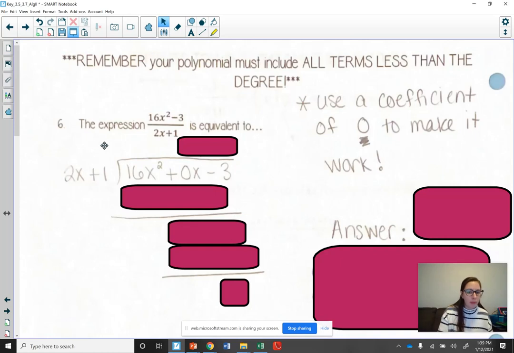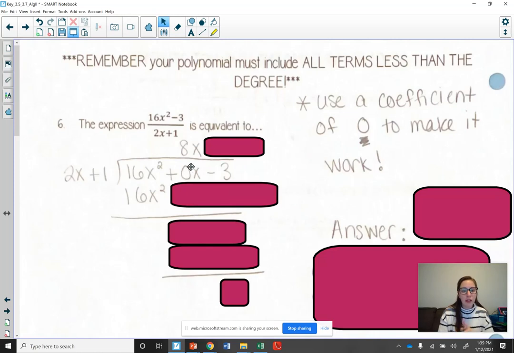16x squared divided by 2x is 8x. Okay, multiply and you get right back to your 16x squared. What is 8x times 1? 8x. You cannot put 8x with 3. They're not like terms. So to avoid making that mistake, that's why you need to put this placeholder here so that you have a common term to go with the 8x that you get by following the steps of long division. So you need that 0 coefficient as a placeholder because these are not like terms. You cannot line them up. Like terms must be lined up.